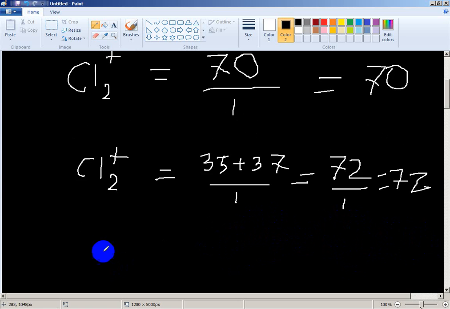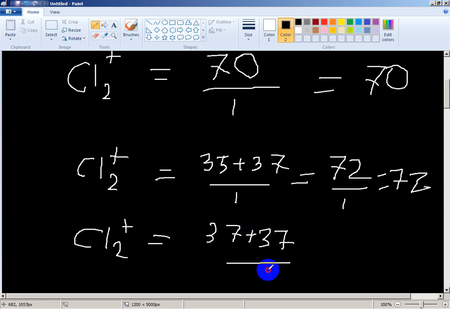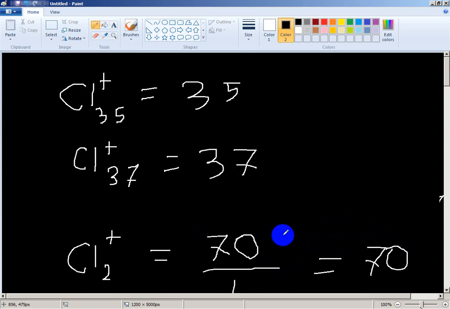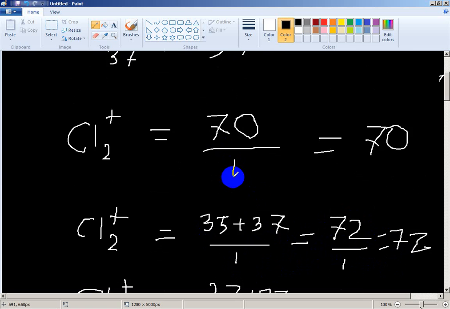And when two chlorine-37 join, then it is 74. Have you understood? I am writing here 37 divided by 1, that means 74. This is the mass to charge ratio: 70, 72, 74, 35 and 37. This is the possibility for formation of ions.